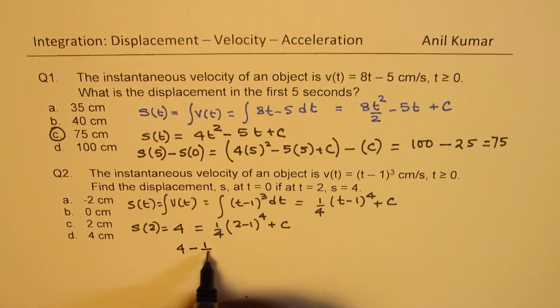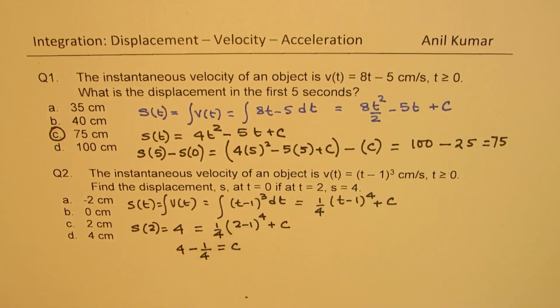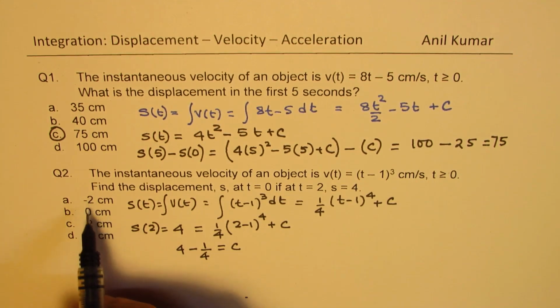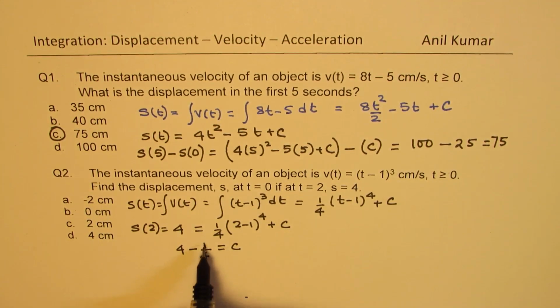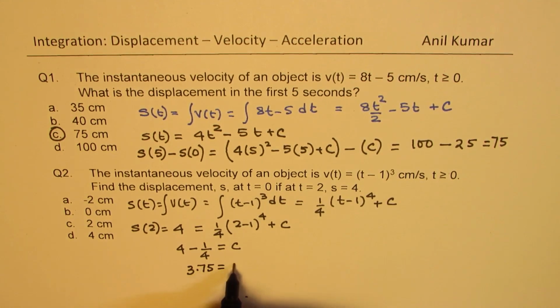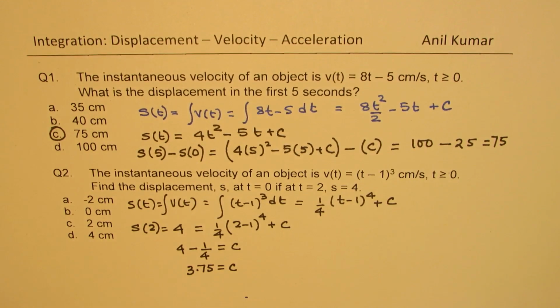So 1 over 4 take away from 4 should be the value of c, right? This is 1, correct? So that gives you 3.75. Since the answers are in numbers, 4 minus quarter will be 3.75. Let me write like this. So c is 3.75. Now we want to find the value at t equals 0.